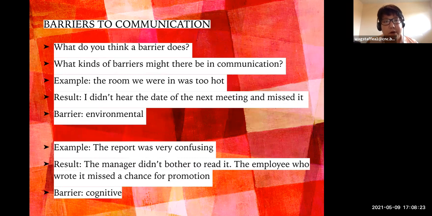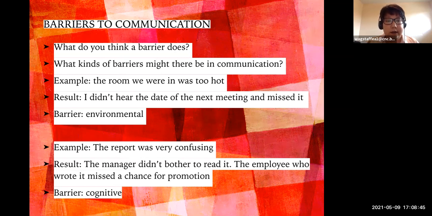What do you think a barrier does? What kinds of barriers might there be in communication? For example, the room we were in was too hot. The result is I didn't hear the date of the next meeting and missed it. So, the barrier was environmental because the room was too hot.